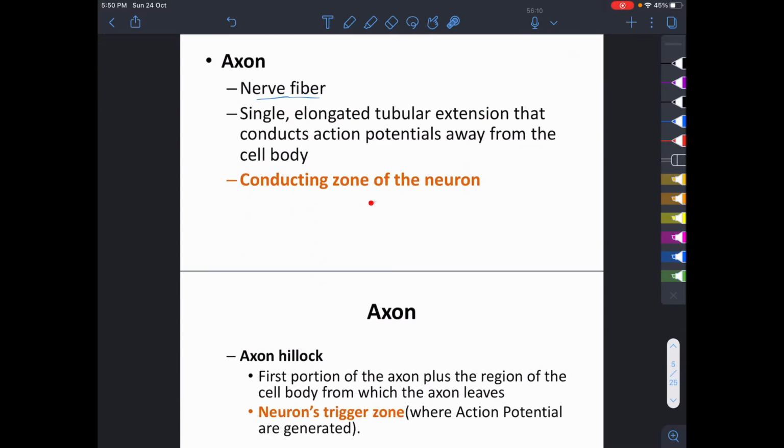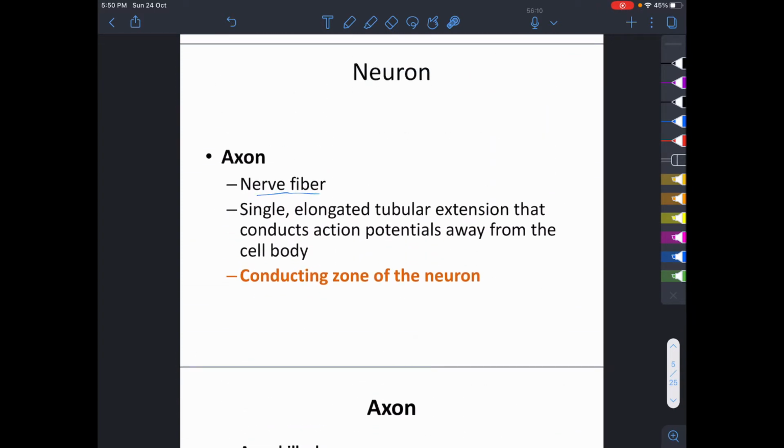Okay. Conducting zone of the neuron. So now we have two zones. The input zone is the cell body plus the dendrites. The conducting zone, for sending the action potential, is the axon.